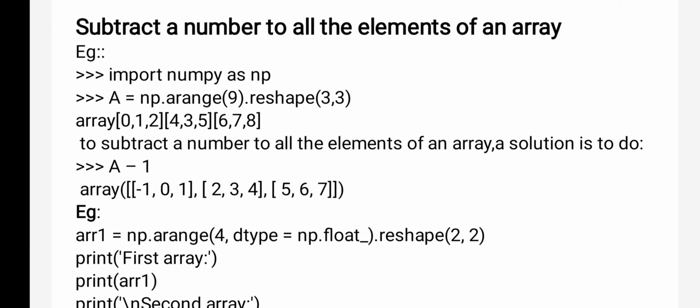Import numpy as np. NumPy is a module and I am giving the alias np. Now I am creating an array. Here, what is the name of the array? a equals np.arange. So I am creating an array with 9 elements, 0 to 8, and I am reshaping it. The shape is 3 rows, 3 columns. Now you see the example: 0, 1, 2, 3, 4, 5, 6, 7, 8, like that. With 9 elements I have created an array.